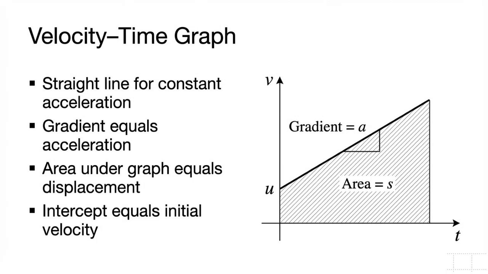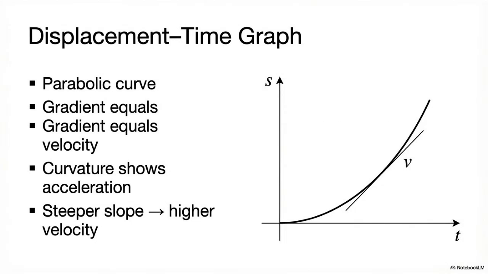Additionally, the area under this line corresponds to the displacement of the object during the time interval shown. The point where the line crosses the velocity axis indicates the initial velocity before any acceleration occurred. Understanding these components makes it easier to analyze motion using the graph.